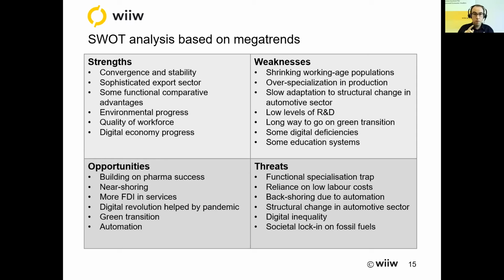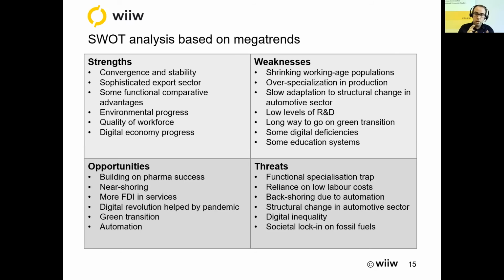The weaknesses are, of course, the demographics, this over-specialization in production, especially outside of the pharmaceutical industry, slow adaptation to change in the automotive sector, low R&D, still a long way to go on the green transition, some weaknesses in the digital economy, but that is more, I would say, countries like Romania and Bulgaria, less so Hungary, and in some cases also the education systems.